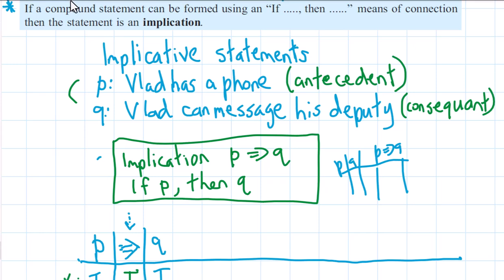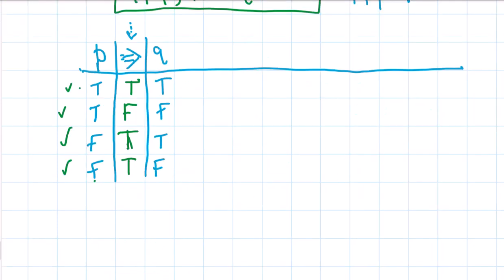If P is false, we don't have to follow any particular passage. So if P is false, the implication is always true. The original implication is only saying if Vlad has a phone. It's not saying anything about if we start off with the antecedent being Vlad not having a phone. That's not relevant. So it gets a true. Okay, so that's that true there.